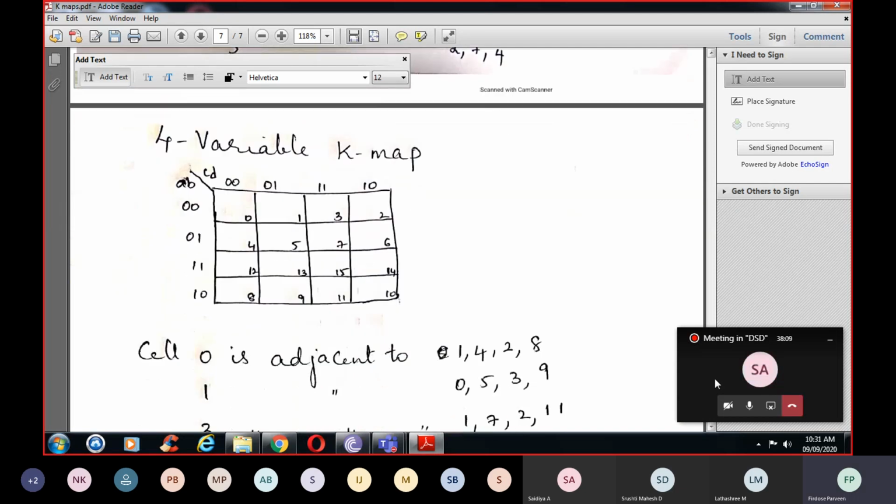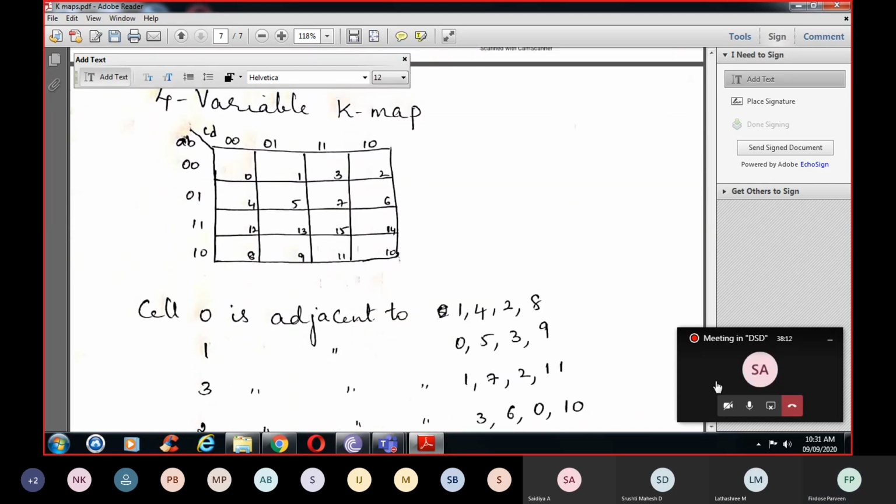Now, the 4 variable K-map adjacent cells. Cell 0 is adjacent to 4, 1, as well as 8. When I roll vertically, 0 will be adjacent to 2. When I roll horizontally, 0 will be adjacent to 8. So 0 is adjacent to 1, 4, 2, as well as 8. I am not rolling it diagonally.